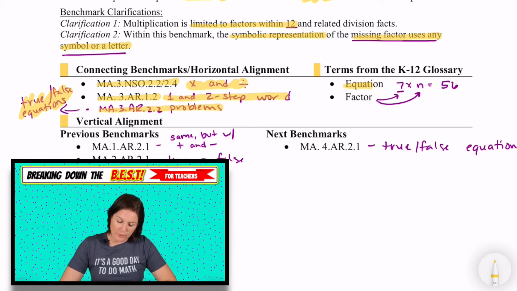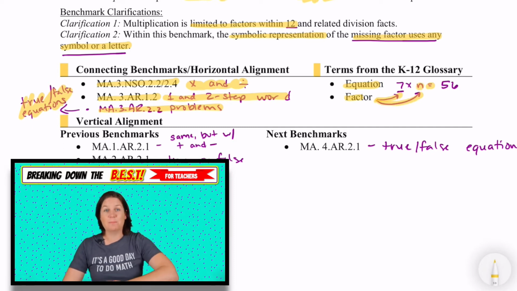Okay. Equation, just know that there is an equal sign involved, and factor is what we are multiplying by. So n would represent our missing factor.